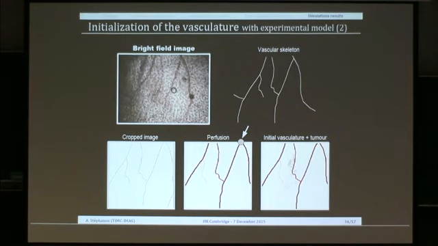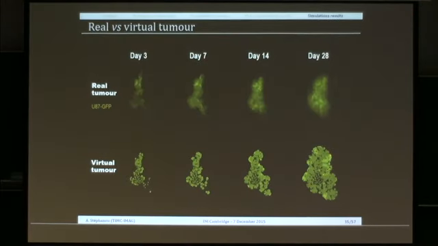So we wait for steady state, and when we get it, then we can put the tumor cells in the framework, and we have the starting point for the virtual tumor with the exact same vascular network and the exact same density of cells. And then we can run it, and we have the real and virtual tumor. So this is the real one. So this is the starting point, the initial condition here.